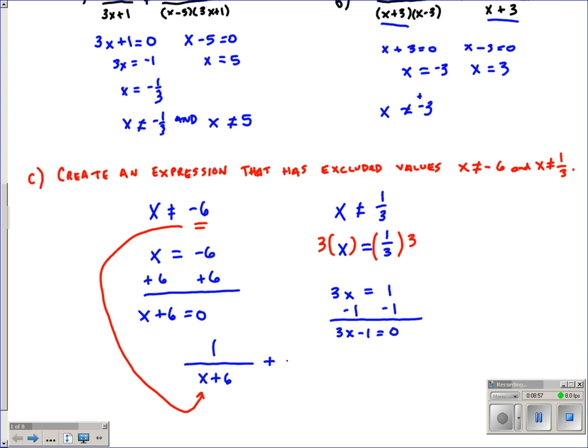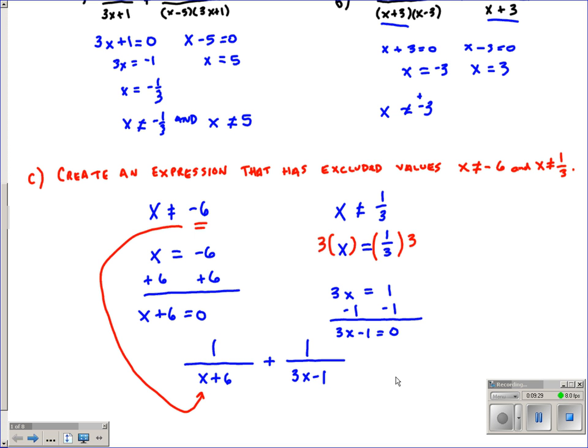So for me, that would be an expression that I could have in my denominator that would have an excluded value of 1/3. You can put whatever you want in the top. You could have another expression with x in it. You could have just a numeral. In this case, just because it's easy, I'm going to put just 1 on this one as well. The main thing is that you have the quantity of x plus 6 in one of your denominators and the quantity of 3x minus 1 in one of your denominators.